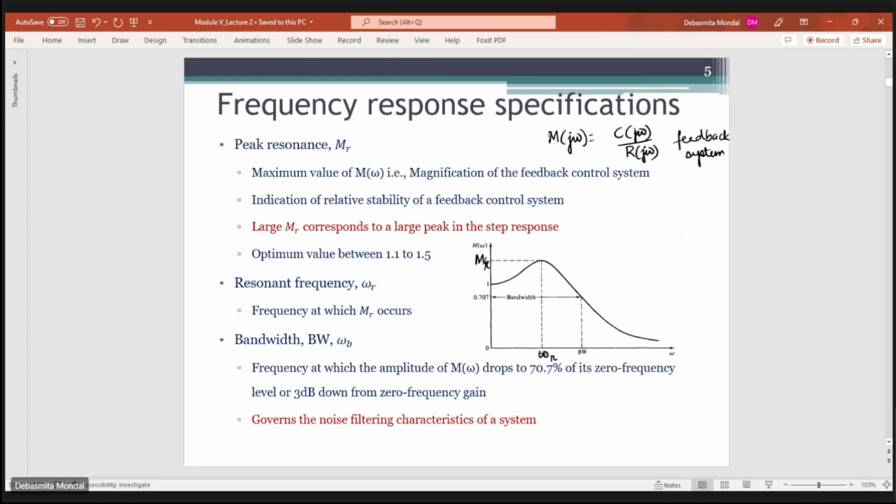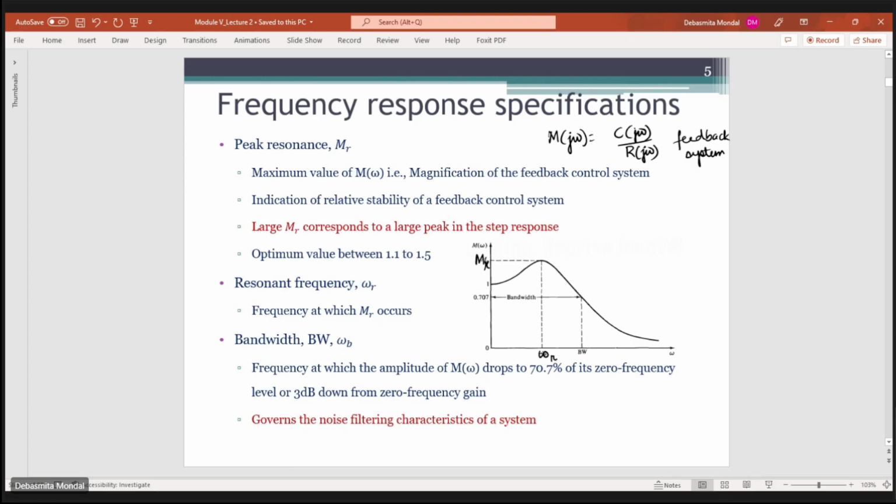This peak resonance occurs at a frequency which is known as the resonant frequency, given by ωr. Now, what is the significance of this peak resonance? Basically, it is an indication of the relative stability of the system.